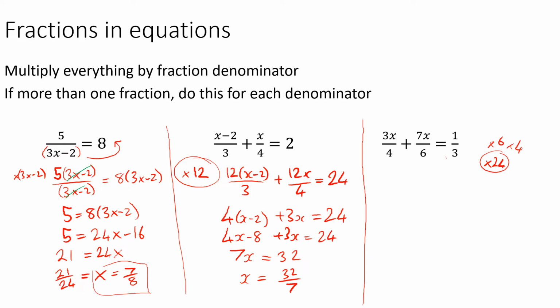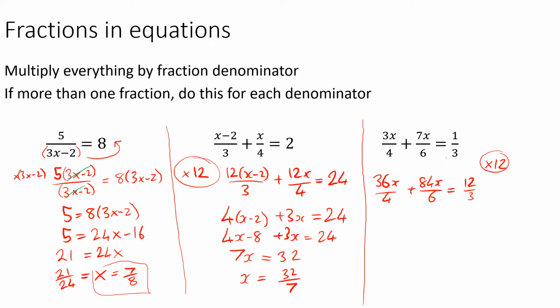In fact, I think you can be even smarter than that and multiply it by 12. We're essentially trying to multiply by the LCM of the 4, the 6, and the 3, and they all go into 12. So yeah, that seems sensible to me. So we'd end up with 36x over 4 plus 84x over 6 equals 12 over 3.